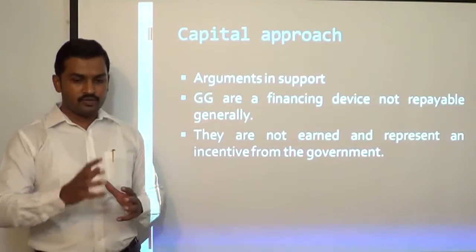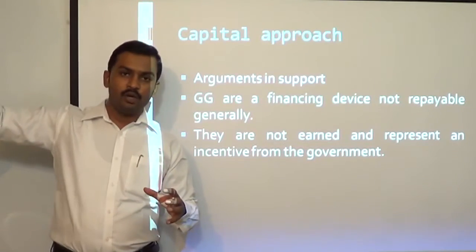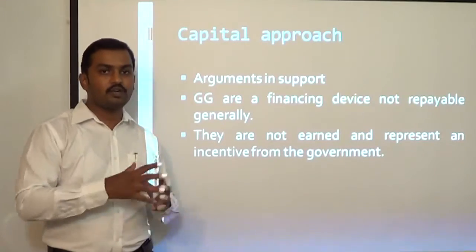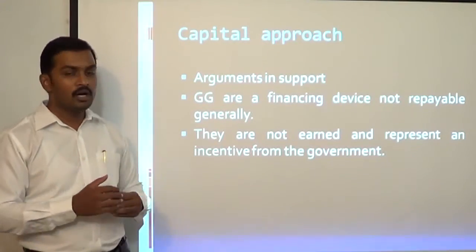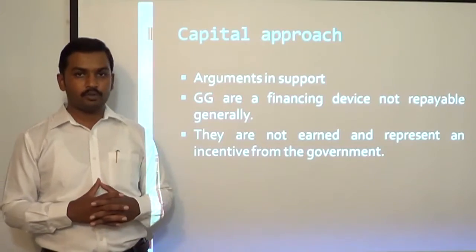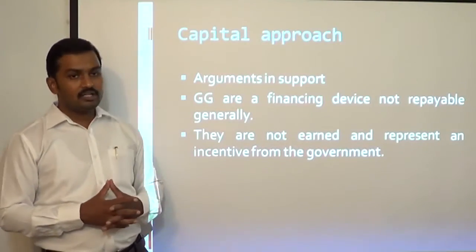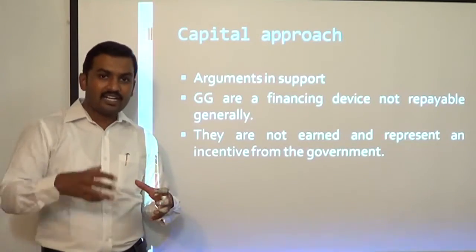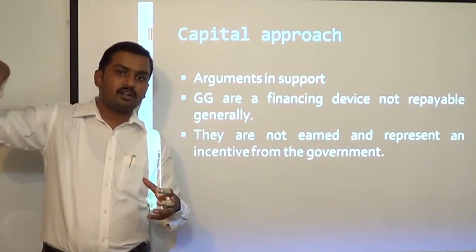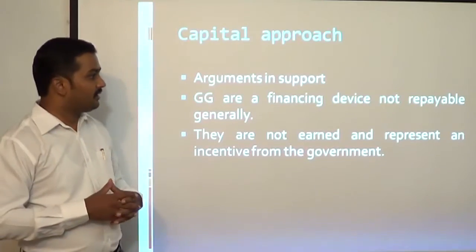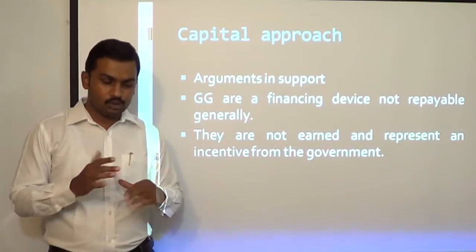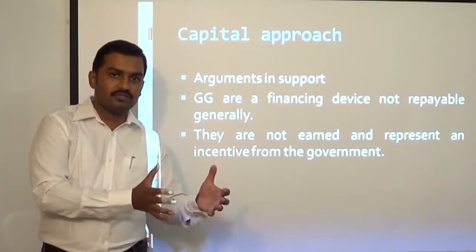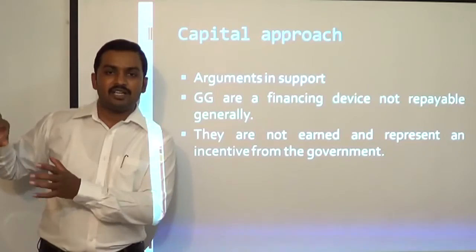Now under the capital approach, when we receive government grant, it will be taken to equity directly. It will become part of reserves directly. It will not be transferred to P&L account. There are some people who argue in favor of following the capital approach. Let us see their arguments. First, government grants are a financing device. According to them, government grant is a way of getting finance for the company, hence it should be part of equity. Generally these are not repayable. Normally government grants are not repayable, hence they feel that it is a financing device. It's a source of finance, hence it should be shown in the balance sheet as part of reserves.